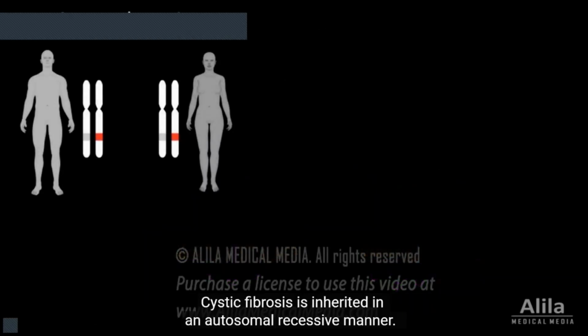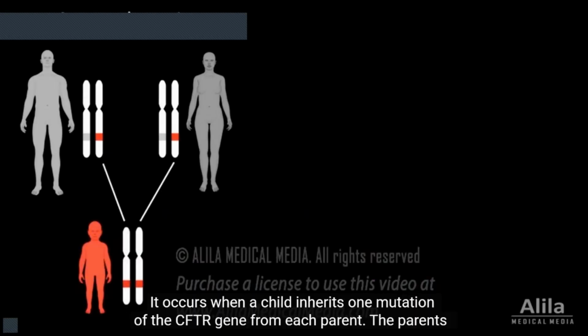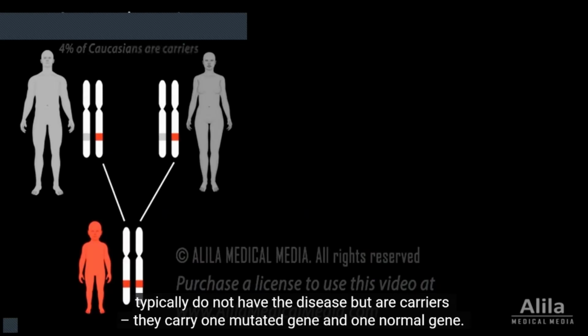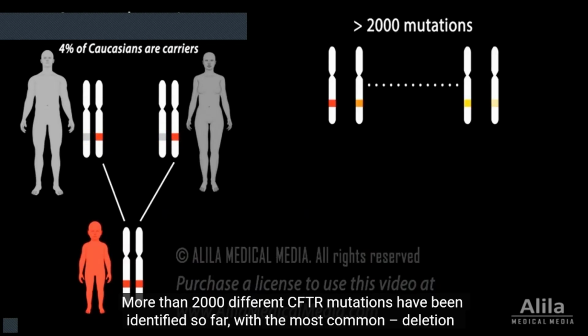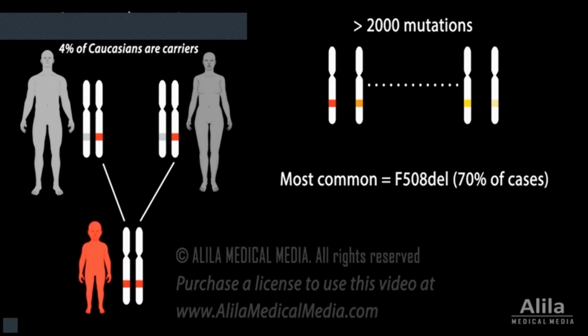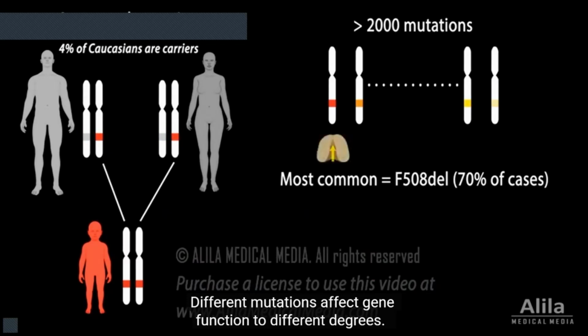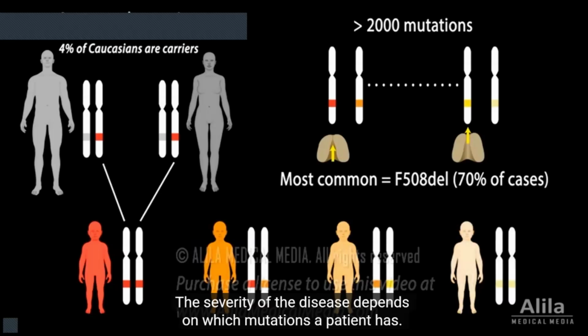Cystic fibrosis is inherited in an autosomal recessive manner. It occurs when a child inherits one mutation of the CFTR gene from each parent. The parents typically do not have the disease but are carriers. They carry one mutated gene and one normal gene. More than 2,000 different CFTR mutations have been identified so far, with the most common, deletion of the amino acid phenylalanine at position 508, accounting for about 70% of all cases. Different mutations affect gene functions to different degrees. The severity of the disease depends on which mutations a patient has.